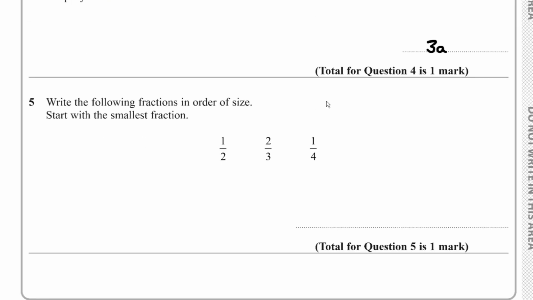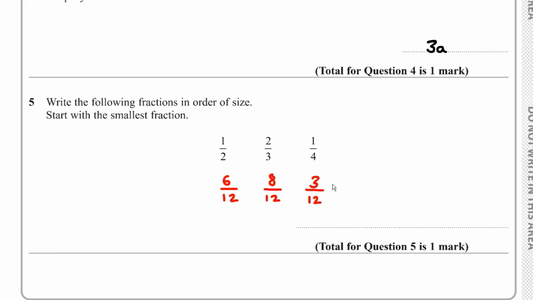Question number 5. We have to write the following fractions in order of size, starting with the smallest fraction. Well, what we can do is find the equivalent fractions. The lowest common multiple of 2, 3 and 4 is 12. So I'm going to rewrite all these fractions so that the denominator is 12. 1/2 is the same as 6/12. 2/3 is the same as 8 over 12. And 1/4 is the same as 3 over 12.